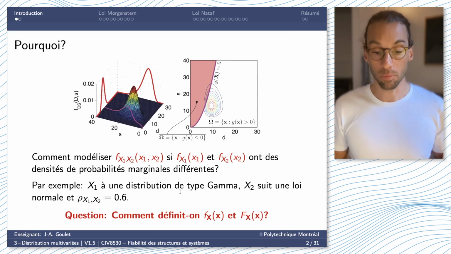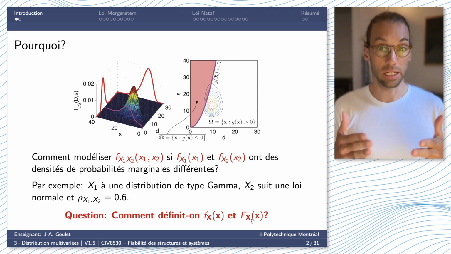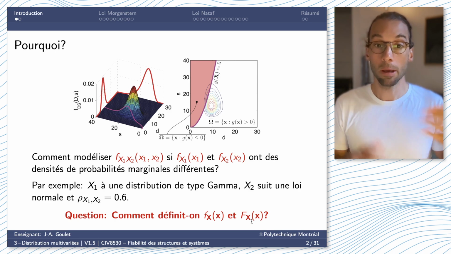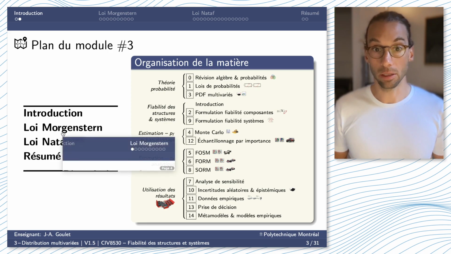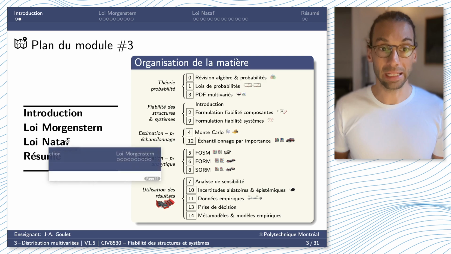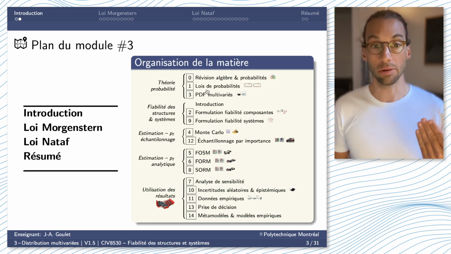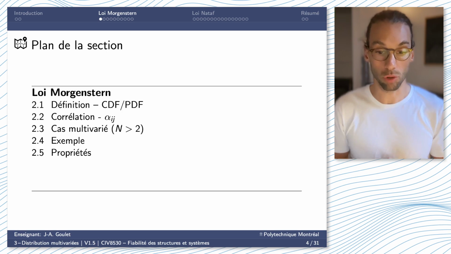How to define both the joint PDF and joint CDF for these multivariate PDF or CDF, where we're going to be able to prescribe some correlation between these random variables. So we're going to look in this module at the Morgenstern method to make these joint distributions, or the Nataf method. And then we're going to look at a summary of what we looked at. And we're here in the last module that is related to probability theory. How do we build joint PDF from knowledge of the marginal and correlation between them?